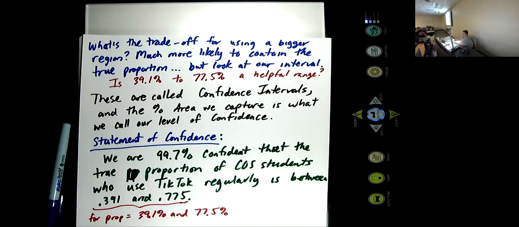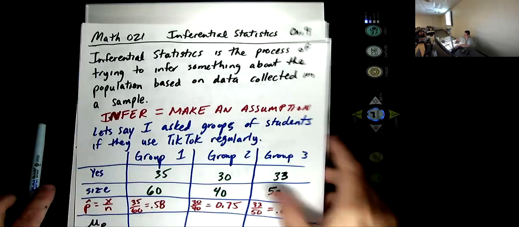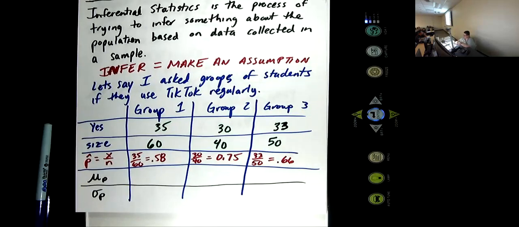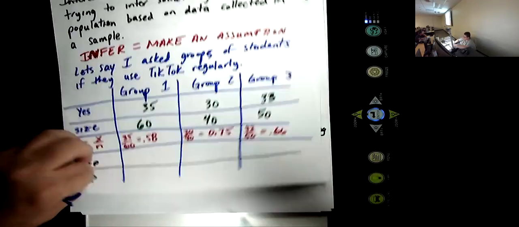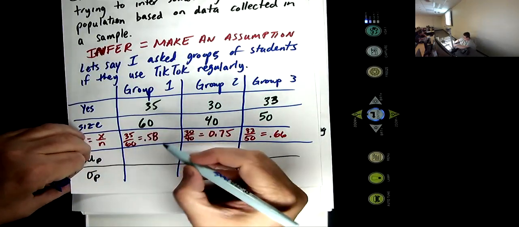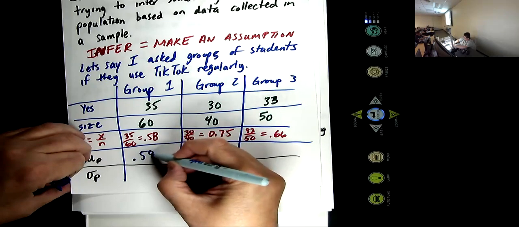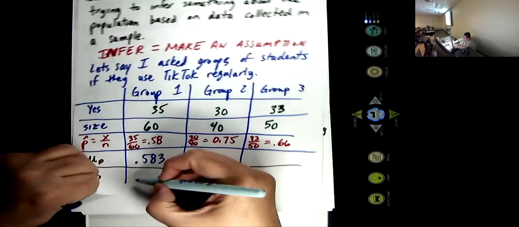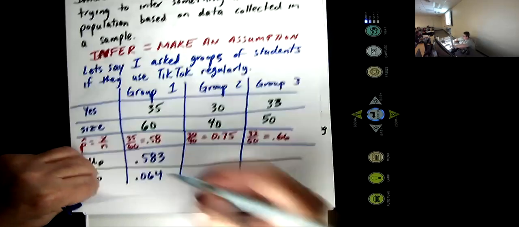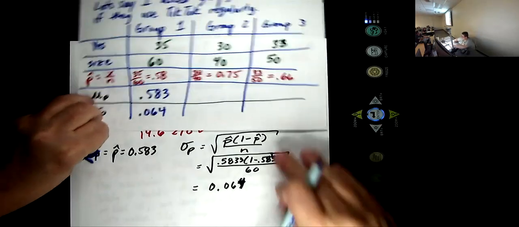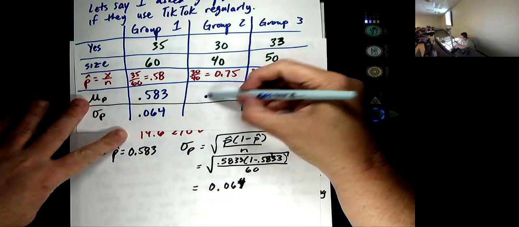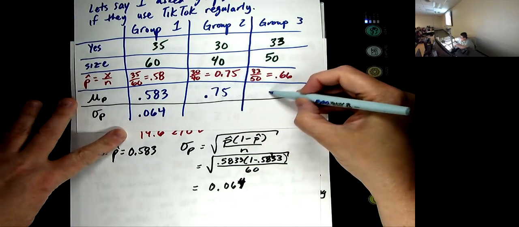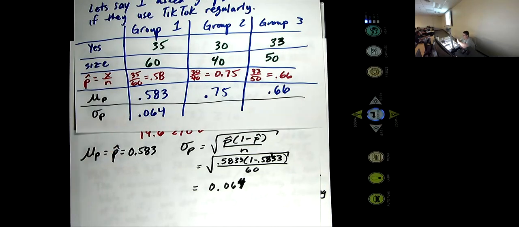So I'm gonna go back and find the mean and standard deviation for the other groups. We just did this one. This was 0.583. And we had 0.064. I am doing this calculation right here for all of these. Mu of P is just the proportion. That's the easy part.